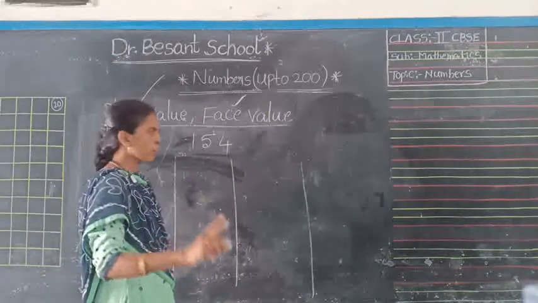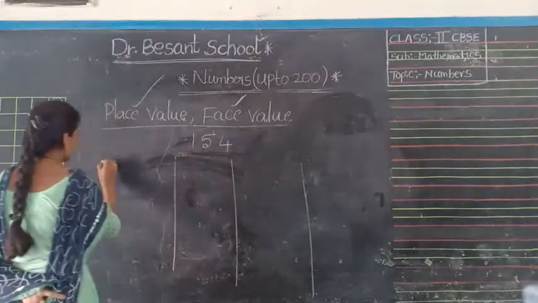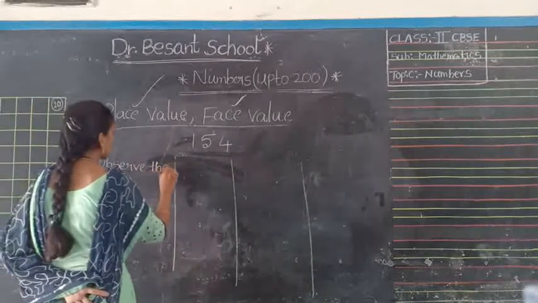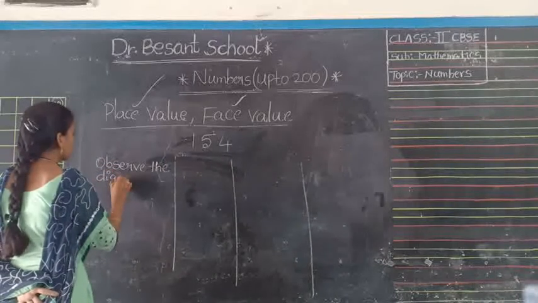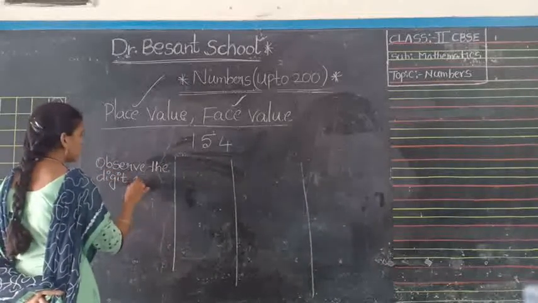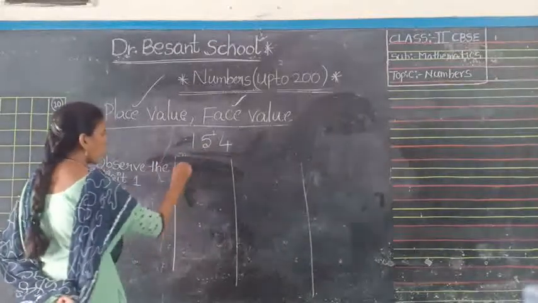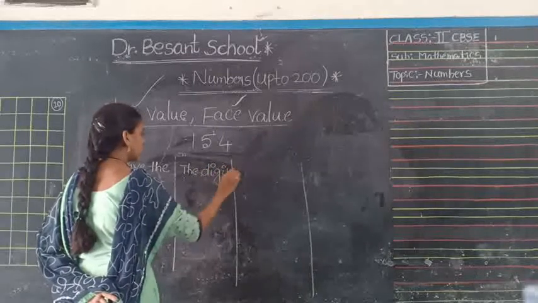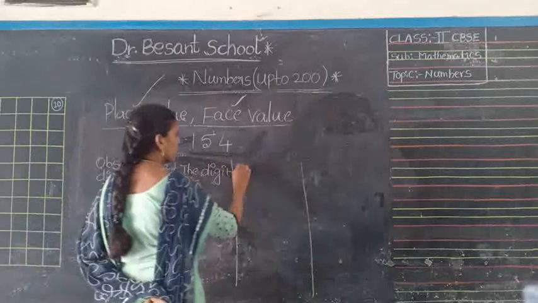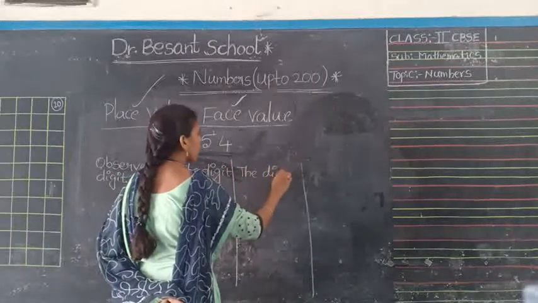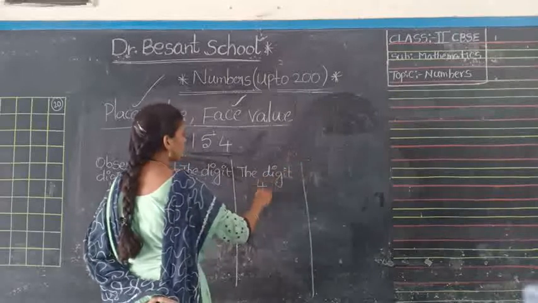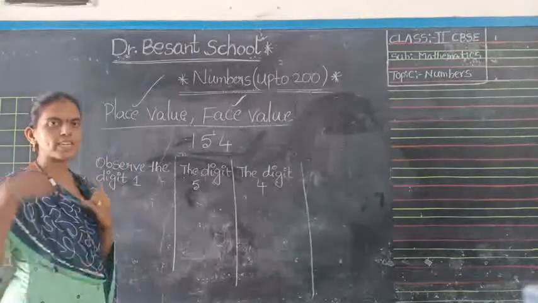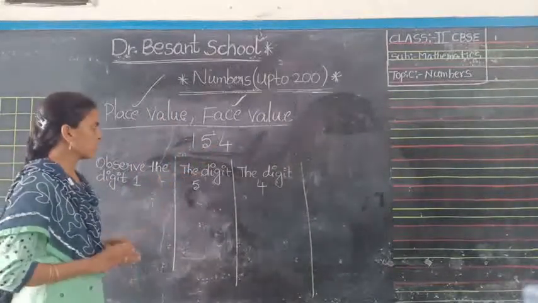First thing to observe is observation of the digit. See the digit 1. Here also observe the digit 5. Next, observe the digit 4. First thing to observe, to understand about place value and face value, is observation of the digit here. First observe the digits here.